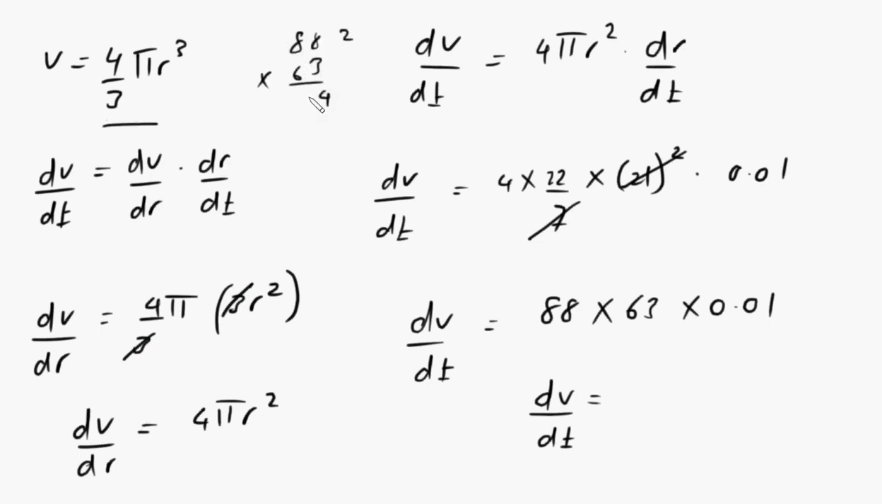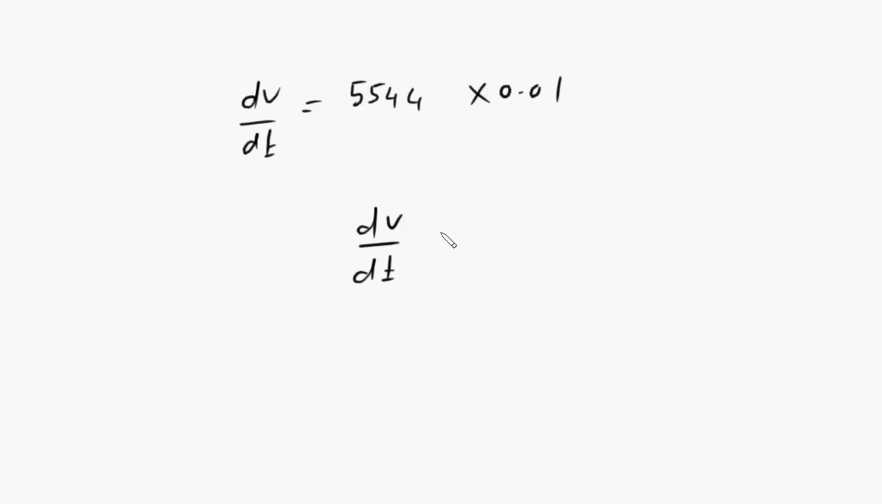This is 4. You carry 2, 24, 26. 8 times 6 is 48. You carry 4. 48 plus 4 is 52. There. So we have 4, 4, 5, 5. So we're going to have 5, 5, 4, 4 times 0.01. So dV/dt now is equal to 5, 5, 4, 4 times 0.01. It's just the same as 55.44 meters cubed per second. Okay, so this one is the rate at which the volume of the sphere will be changing.